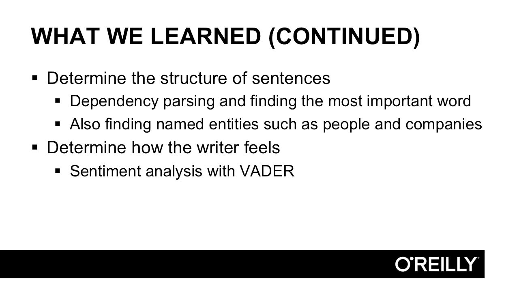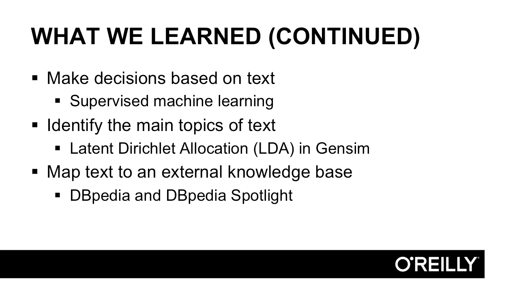And we also did dependency parsing, which gave us the structure of sentences and allowed us to find the most important word. And we also found named entities such as people and companies. Then we moved to sentiment analysis that allowed us to determine how a writer feels about what he or she has written. And then we moved to supervised learning, which allows us to make decisions based on text.